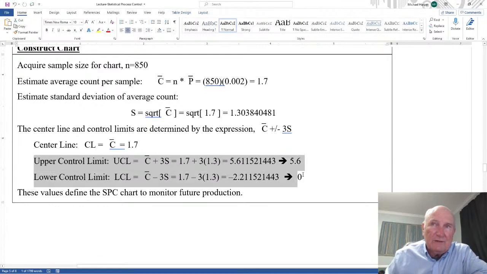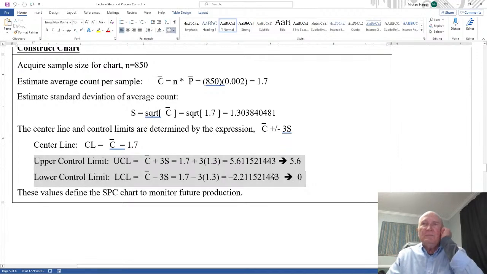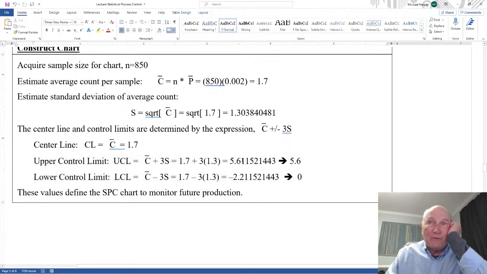Okay, and here it is. There it is for the upper control limit, and the lower control limit. Two things here. One, I round this to 5.6. That's one thing. The second thing, notice the lower limit is negative.